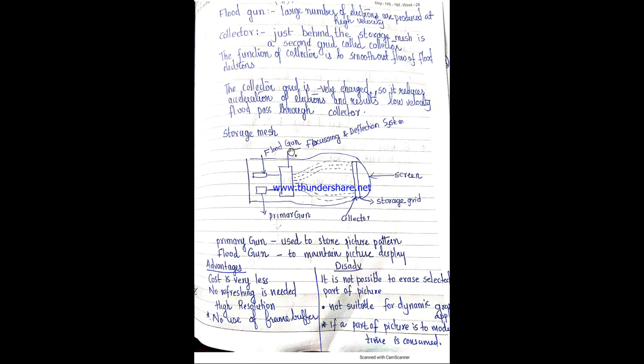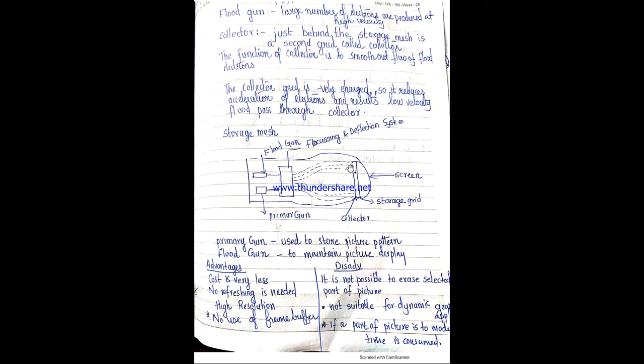In the figure you can see the primary gun and the flood gun. This is the phosphor coated screen, and this is the storage grid or wire mesh grid. The primary gun is used to store the picture information in the storage grid, and the flood gun is used to maintain the picture information in the storage grid and also pass it to the phosphor coated screen. Just behind the storage grid, you can see a collector, which is another grid, a second storage grid.